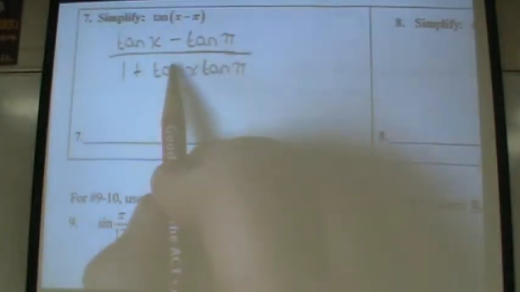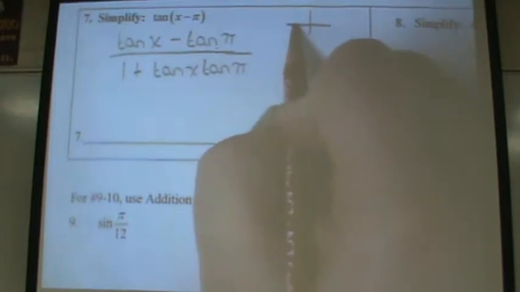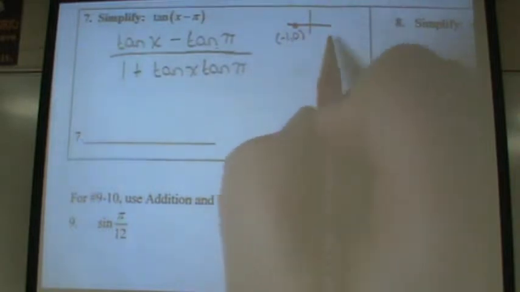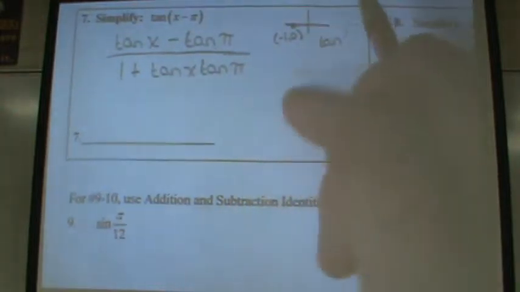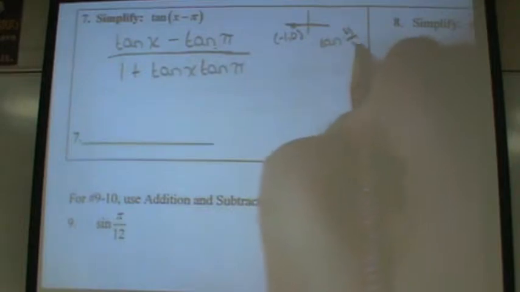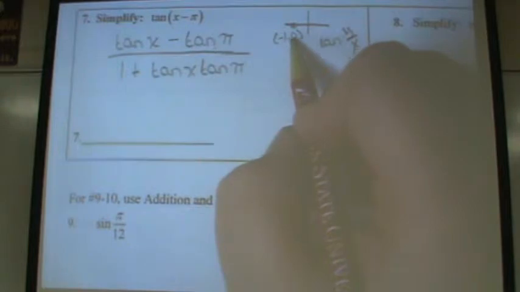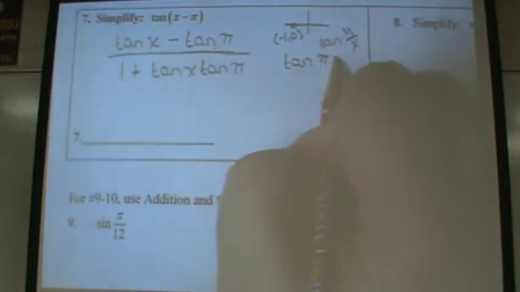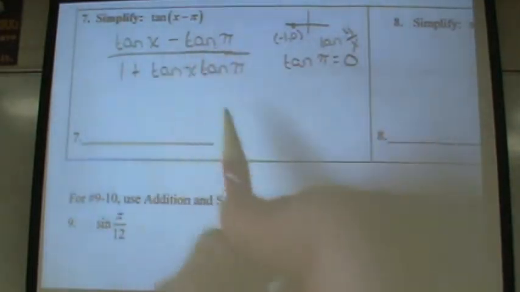So now we don't know tangent of x, but we can find tangent of pi. Pi is right here at -1, 0. And tangent is found as y over x. So in this case, our y value is 0 over -1. So tangent of pi equals 0. So we're going to use that fact to simplify this expression.